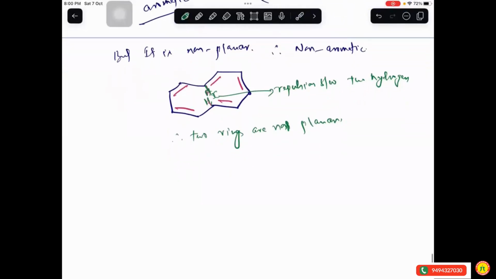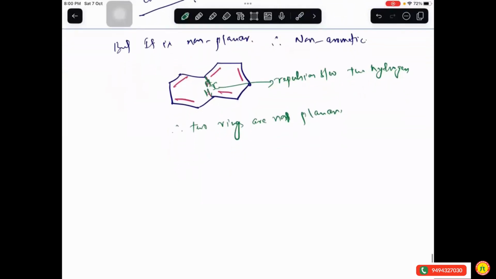Next one. Here I am taking one more. This is the compound I am giving like this.